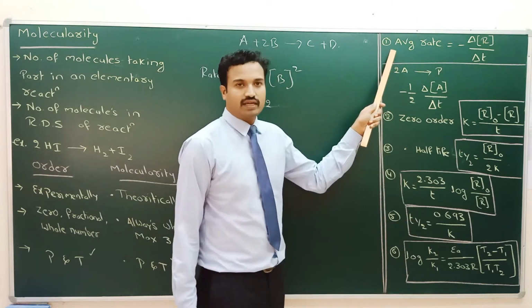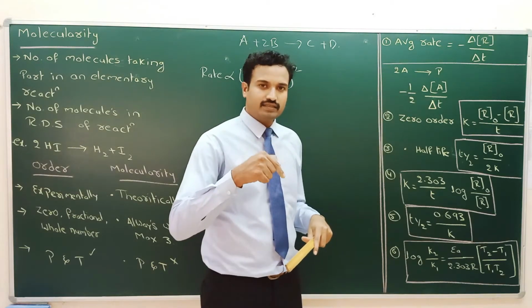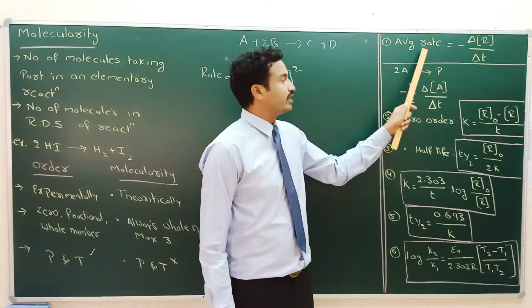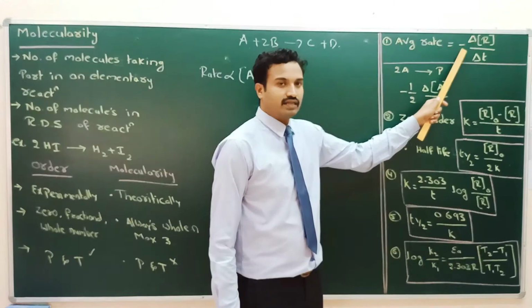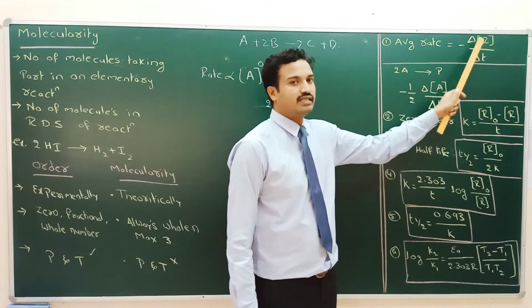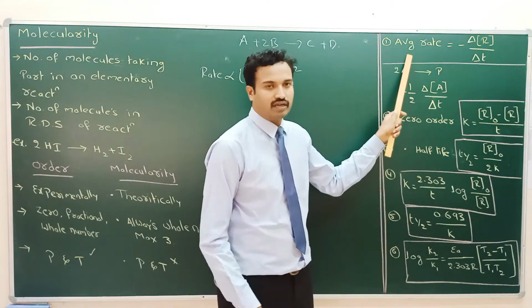See, rate of reaction, average rate. What is rate of reaction? Decreasing concentration of reactant, increasing concentration of product. With respect to the reactant, the concentration is decreasing, so minus sign, minus delta R by delta T, change in concentration by change in time. On this, there is a possibility of a numerical.